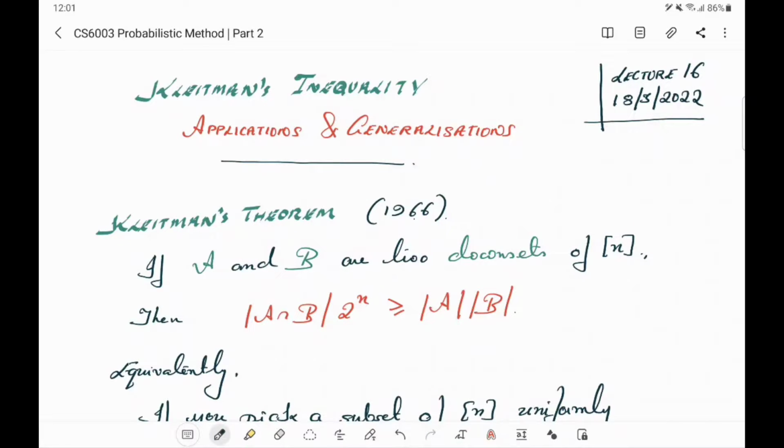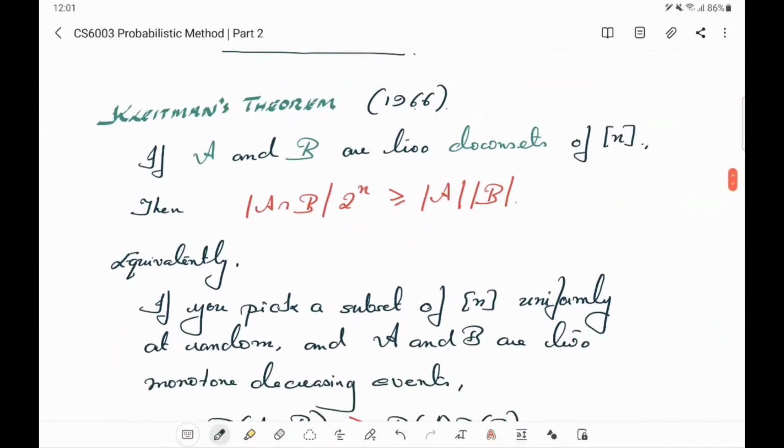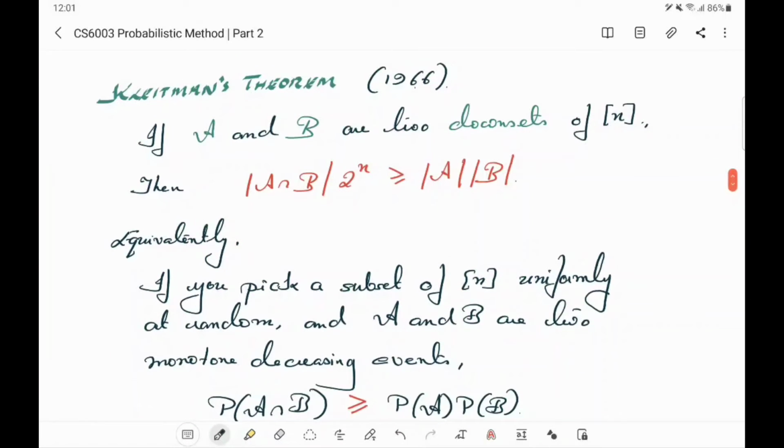In the last lecture, we proved Kleitman's inequality. Today, we will see a couple of applications of the inequality as well as see some generalizations. In fact, today we will only see one generalization. The rest of the generalizations we will see in the next lecture. Okay. So, let me recall Kleitman's theorem, which we stated and proved in the last class.